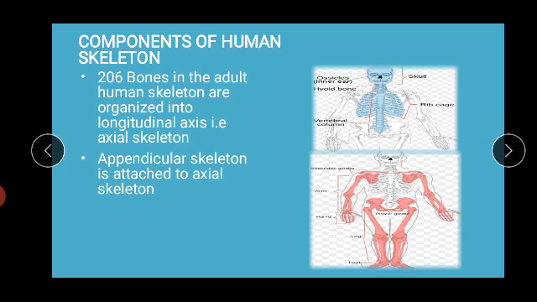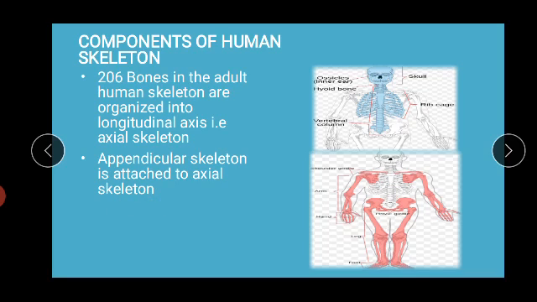The axial skeleton also includes the hyoid bone, that is present in your neck region, and this is your vertebral column. This makes your axial skeleton. Okay, and the appendicular skeleton is attached to the axial skeleton. You can see from this picture your shoulder region, your arms, your hand bones, your pelvic region, your leg bones and your feet bones. They all make your appendicular skeleton, and this skeleton is attached to the axial skeleton.